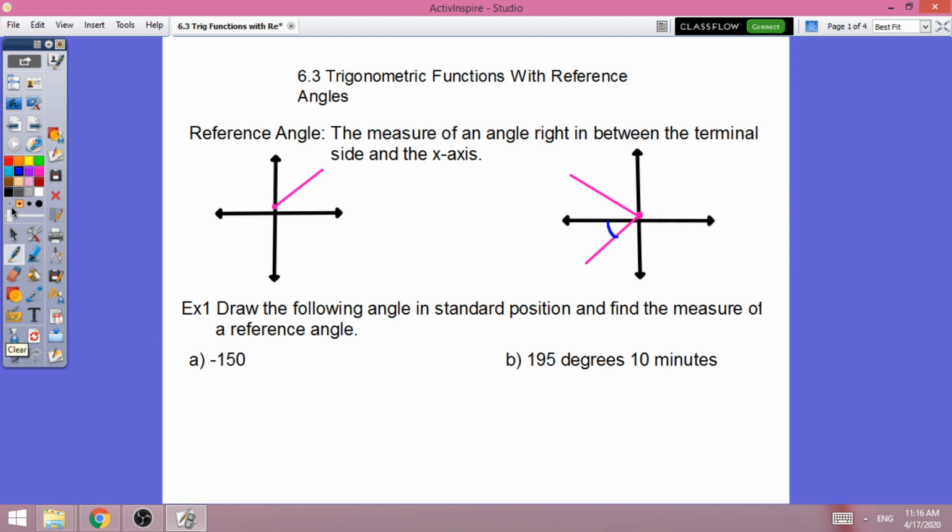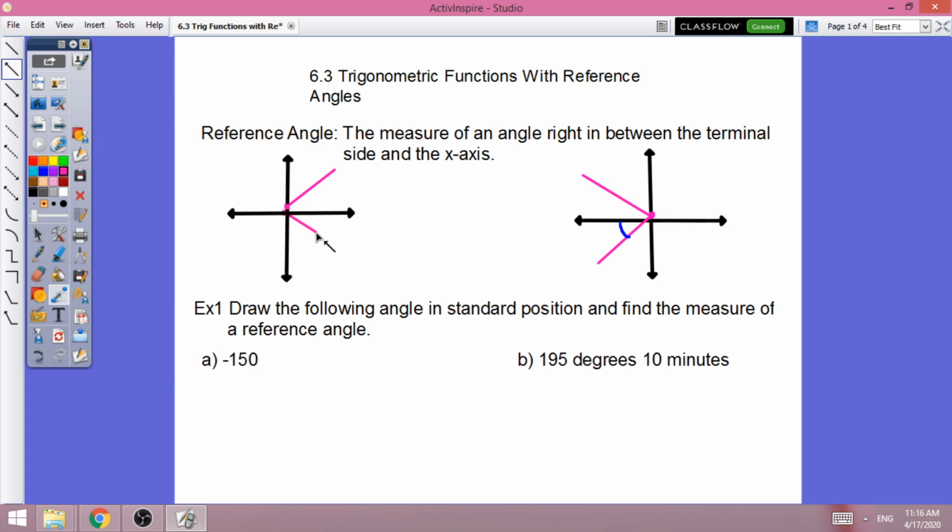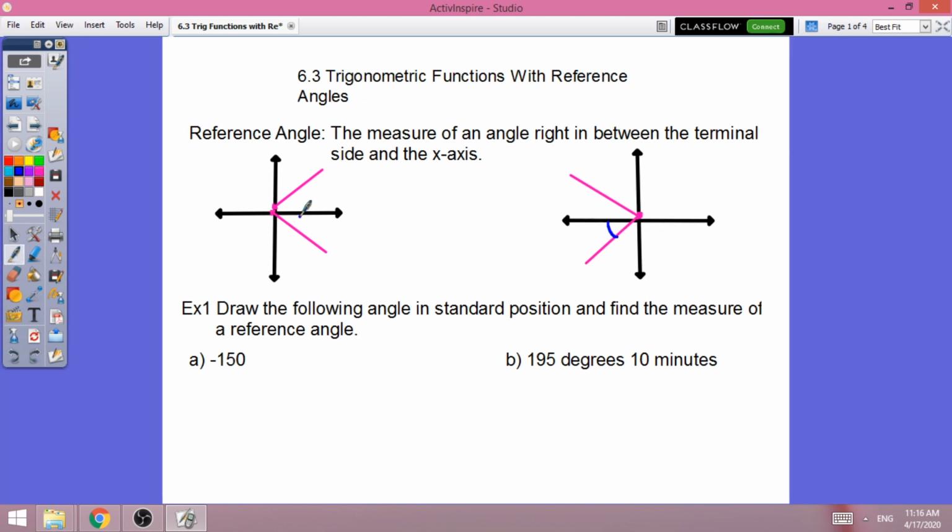Now if the terminal side is in quadrant 4, down here, again according to the definition, the reference angle is bounded right between the x-axis and the terminal side. The ones I drew are just four different scenarios showing the way we find the reference angle, or the reference number.